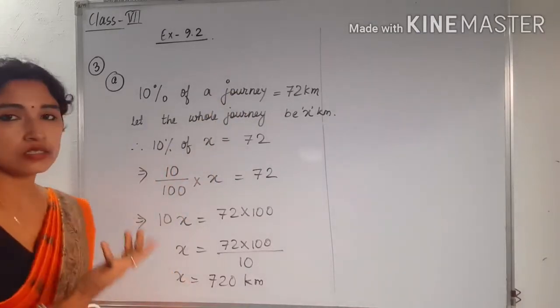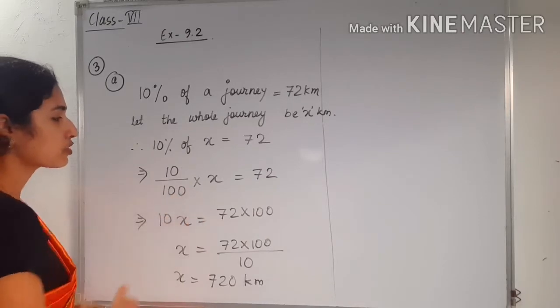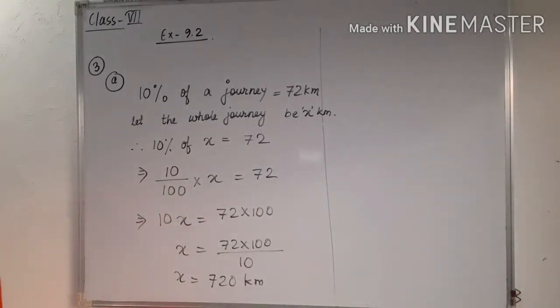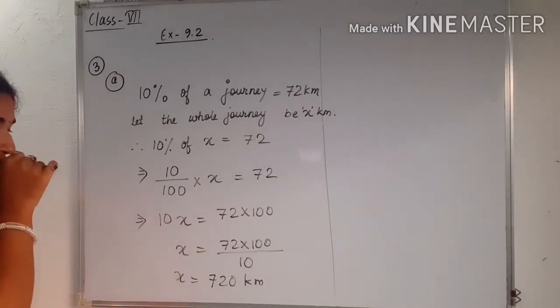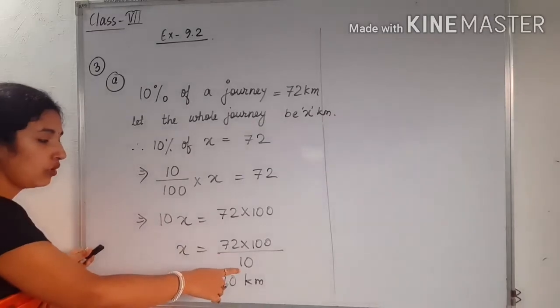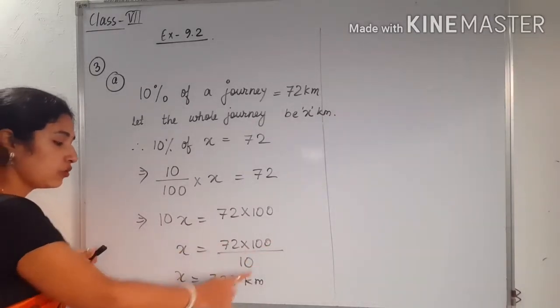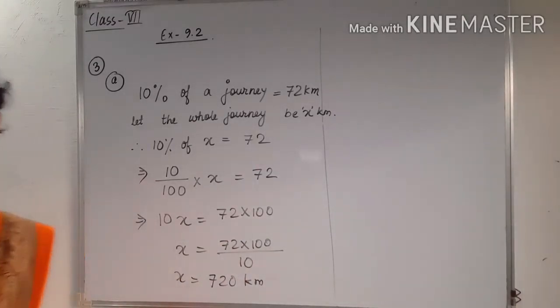Then next, this is an equation and we know how to solve this equation. First of all, transpose 100 to that side. 100 will be multiplied, okay, 72 into 100. Then next, 10 will get divided to that side. So 1 0 and 1 0 will be cancelled out, and 72 into 10 will be 720 km. This is the whole journey.